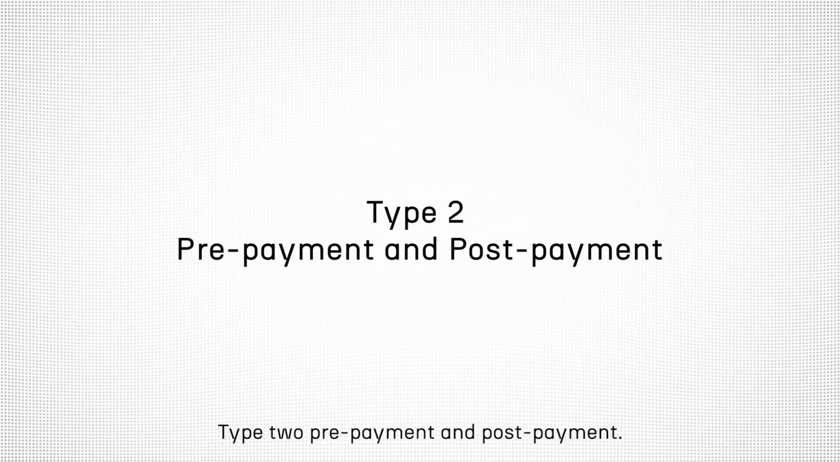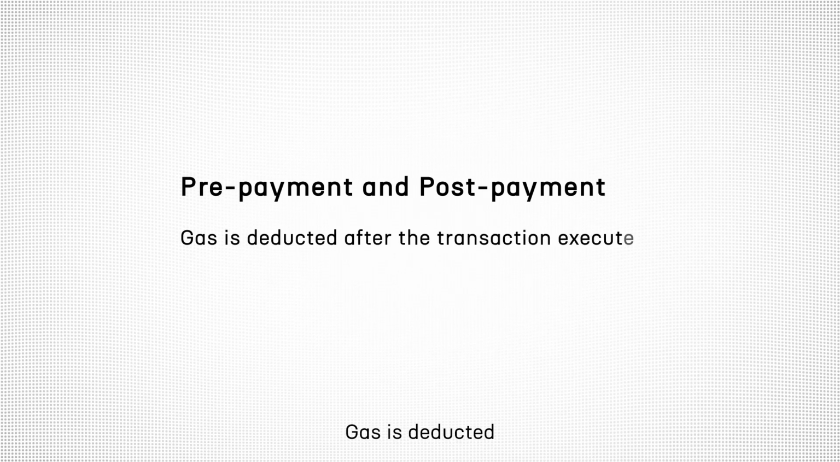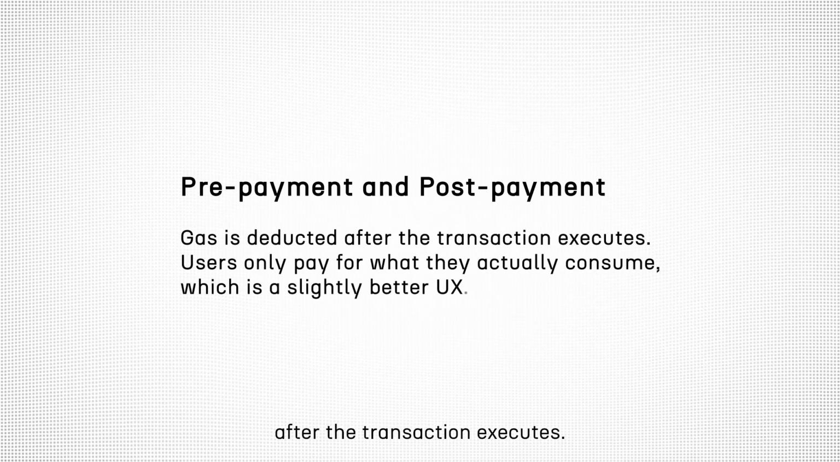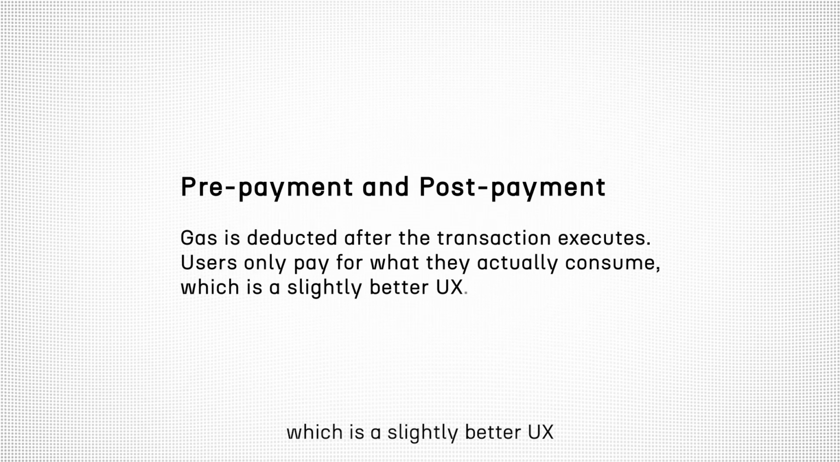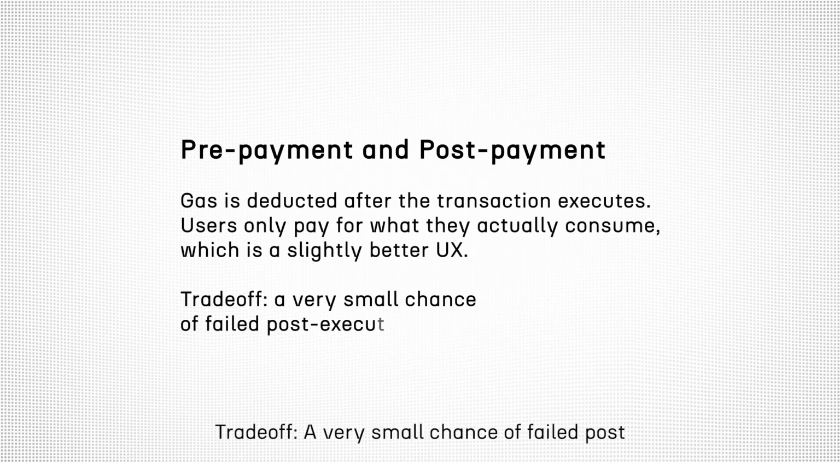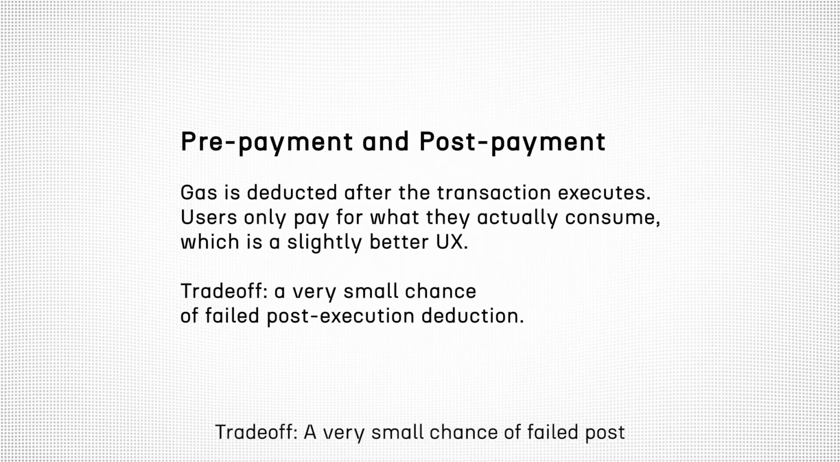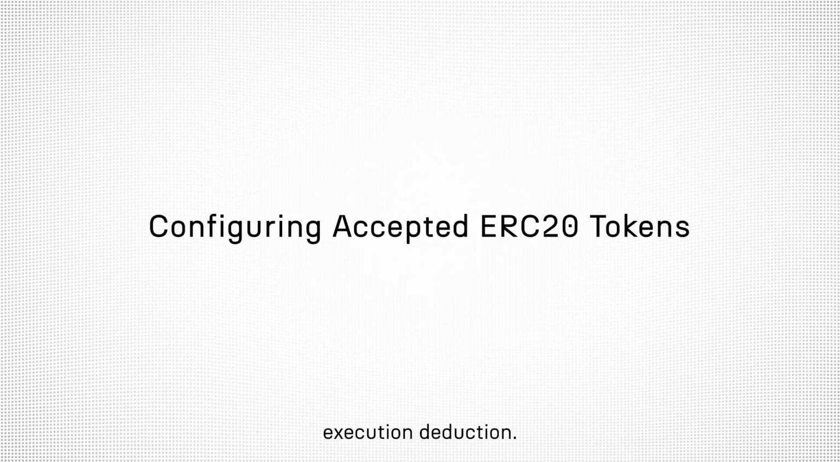Type 2. Prepayment and post-payment. Gas is deducted after the transaction executes. Users only pay for what they actually consume, which is a slightly better UX. Trade-off: a very small chance of failed post-execution deduction.